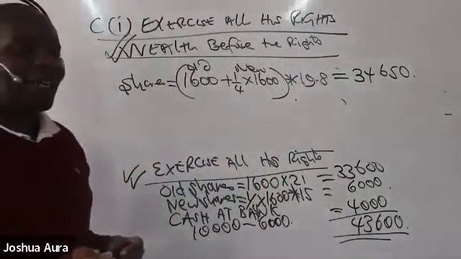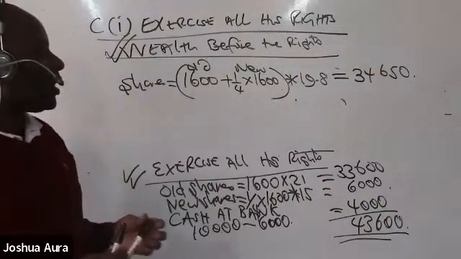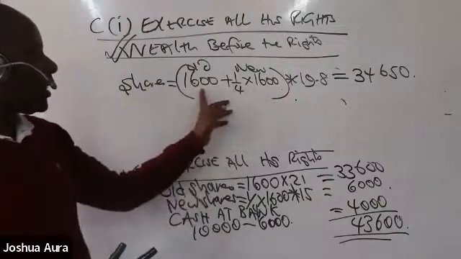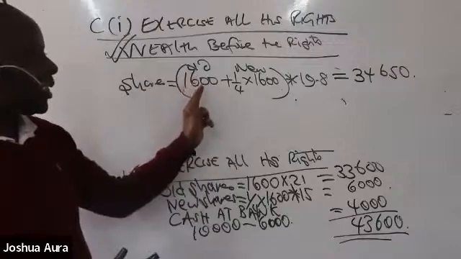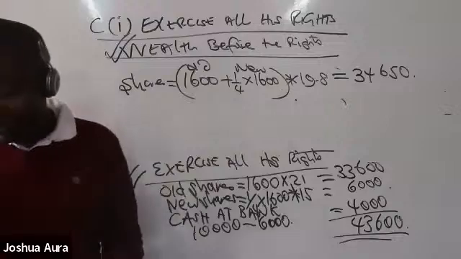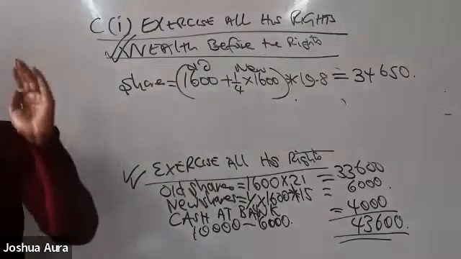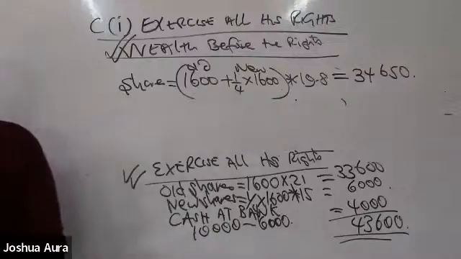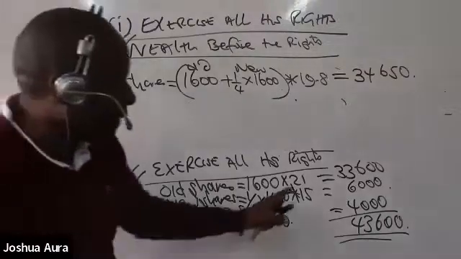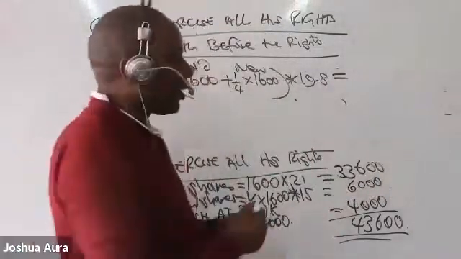Are you sure? Please use your calculators very well, because this is 400 plus 1,600, that gives me 2,000, isn't it? Times now 19, it can't be 34,650. Let me now rely on my online students. No, don't be sorry. Never be sorry. 39,600. Great. Then this will give me 39,600.